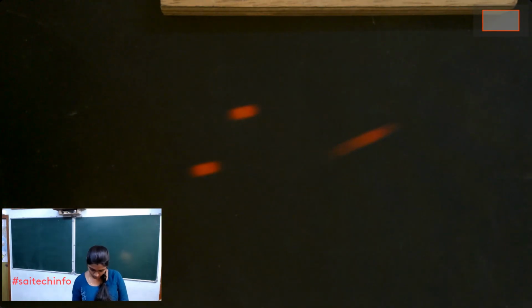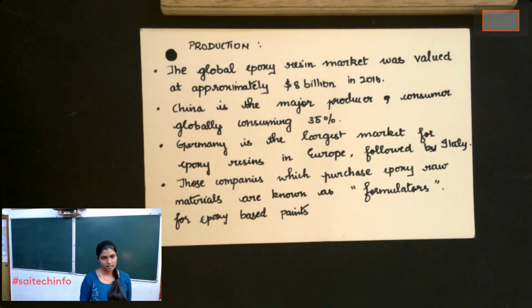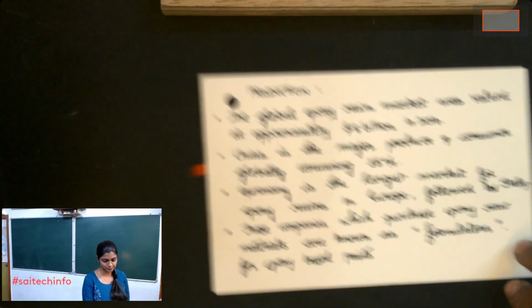Now let's see about the production globally. The global epoxy resin market was valued at approximately $8 billion in 2016, and China is the major producer and consumer globally, consuming 35% of the total global production, and Germany is the largest market for epoxy resin in Europe, followed by Italy. Those companies which produce epoxy raw materials are known as formulators for epoxy based paints.